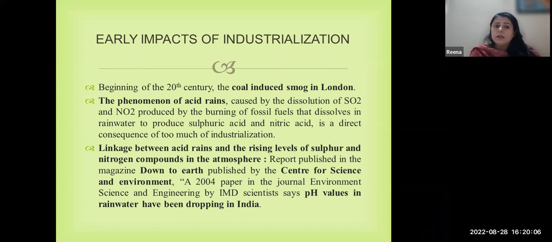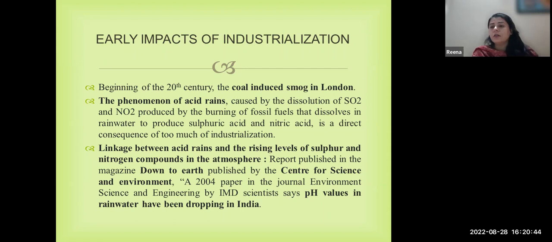So again, in the beginning of the 20th century, there was coal-induced smog in London, and there was a phenomenon of acid rains, which was caused by dissolution of sulfur dioxide and nitrogen dioxide. Because of excessive burning of fossil fuels with the advent of industrialization, our rainwater catches these gases through the atmosphere and it falls on the surface of the earth as acid rain. So it is again a consequence of too much industrialization, and the linkage between acid rains and rising levels of sulfur and nitrogen compounds has been established through many research projects.